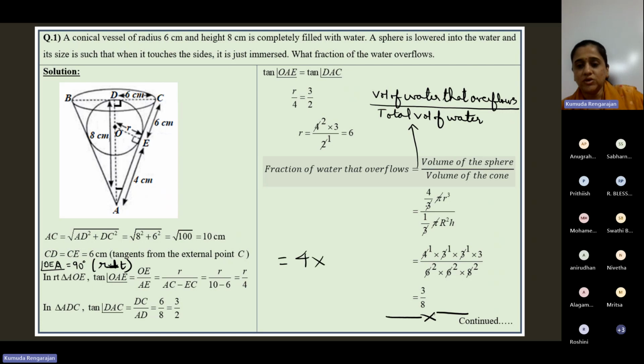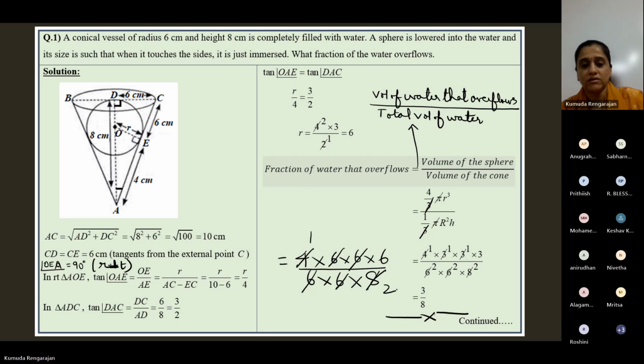4 into, so 3 and 3 get cancelled. So we have 4. Pi cancels in the numerator and denominator. R is 6. So 6 into 6 into 6 divided by r squared h. What is the r of the cone? 6. So 6 into 6 into h, height of the cone, which is 8, right? Okay, so 6 and 6 cancel. And here it's going to be 4 ones are, 4 twos are, right? 2 ones are and 2 threes are. So it's 3.